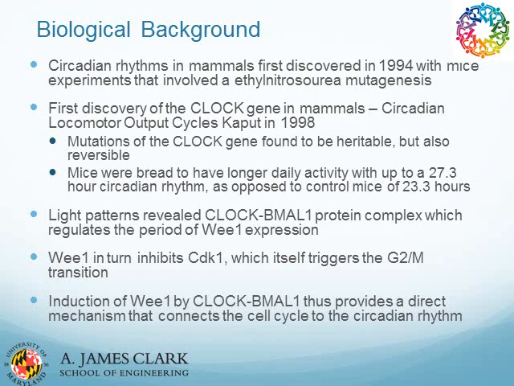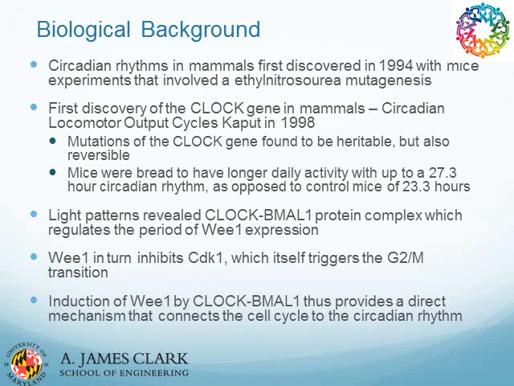So circadian rhythms have been researched for quite some time. They were first discovered in mammals in 1994 with mice experiments. The first discovery of the clock gene, and it's called the clock gene not because it's about the circadian clock, but it's actually a clever acronym, the circadian locomotor output cycles kaput, was in 1998.